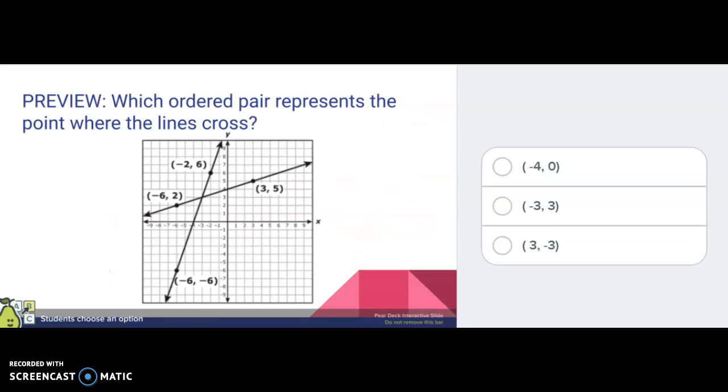Slide number 14 is a preview of what we will be working on in the future. We just wanted to get an idea to see what answer choice we select on this one. So please make sure that you do pick one of the 3 answer choices.